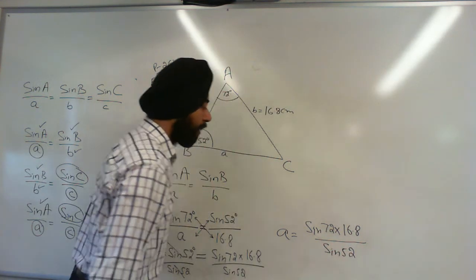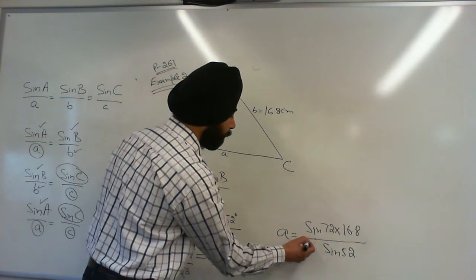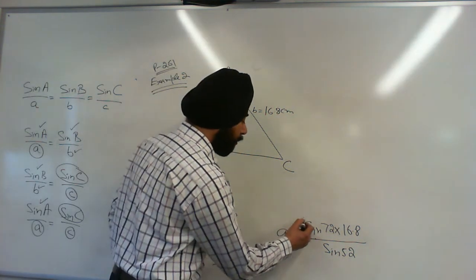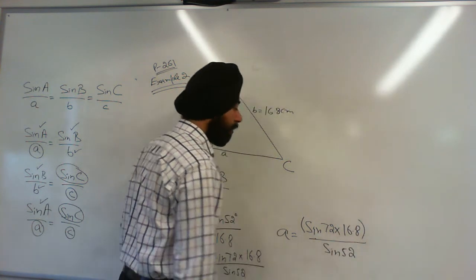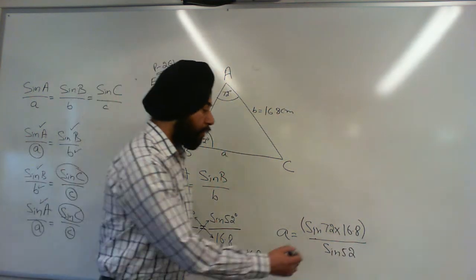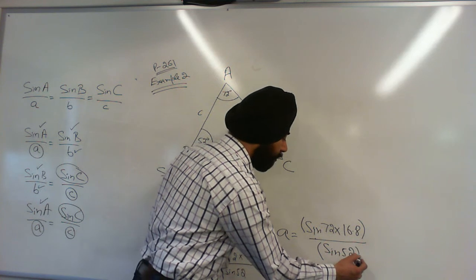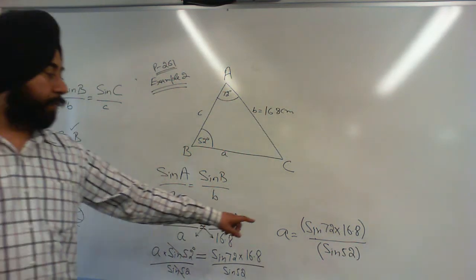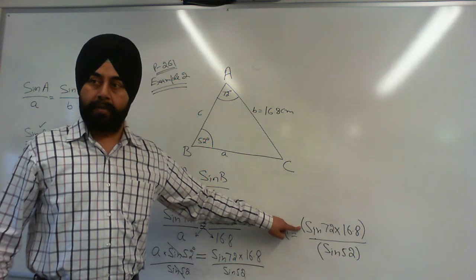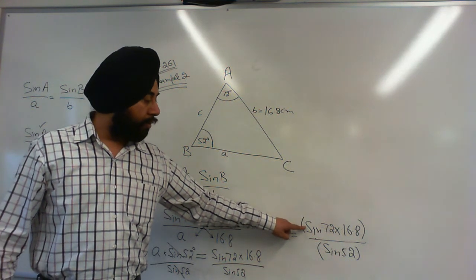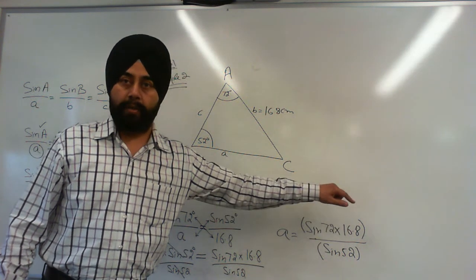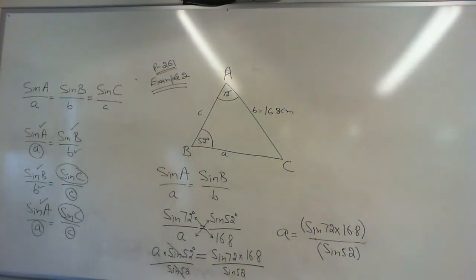You can use your calculator to solve it. Make sure that you put everything in brackets. Everything in the numerator and everything in the denominator must be written in brackets. So start off with a bracket. Then write sine 72 times 16.8. Then close the bracket, and then the divide symbol, and then sine 52.